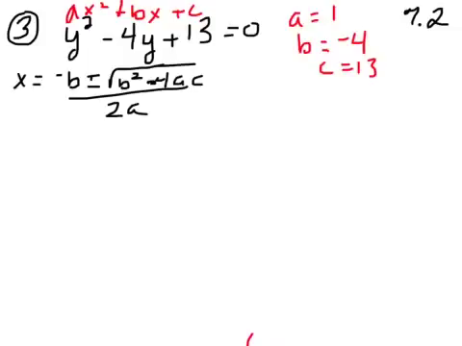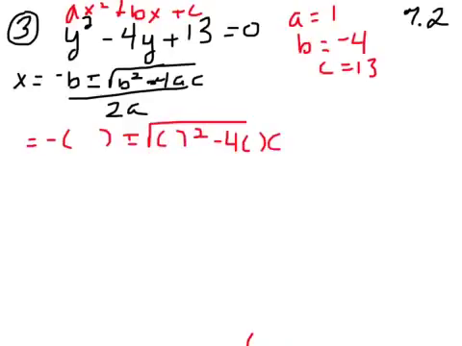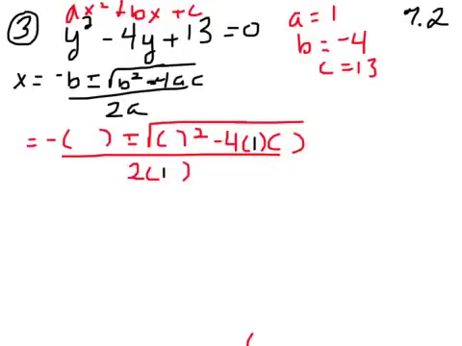All right, so we just need to plug them in. Let me make a space in the formula for everything. And again, that's a good way to do it because it can keep you from accidentally messing some stuff up. Okay, so my a is 1, it goes here and here. My b is negative 4, it goes here and here. And my c is 13, it goes here.